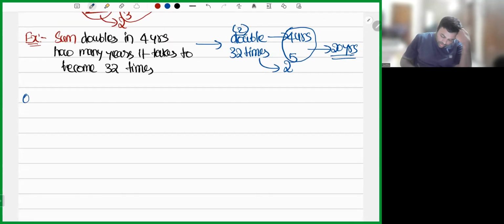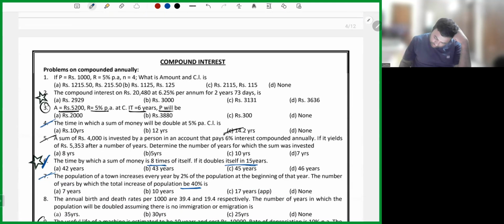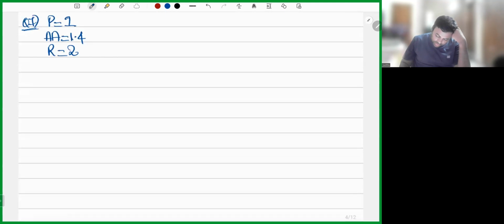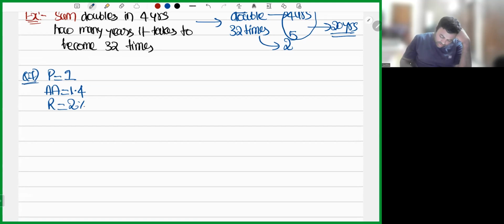Question number 7. Let us take the initial population to be 1 rupee. He is telling it will increase by 40%. So what is 1 plus 40%? 1.4. Rate of interest is given as 2%. Yes, sir. Rate of interest is given as 2%. He is asking you to calculate the time period.